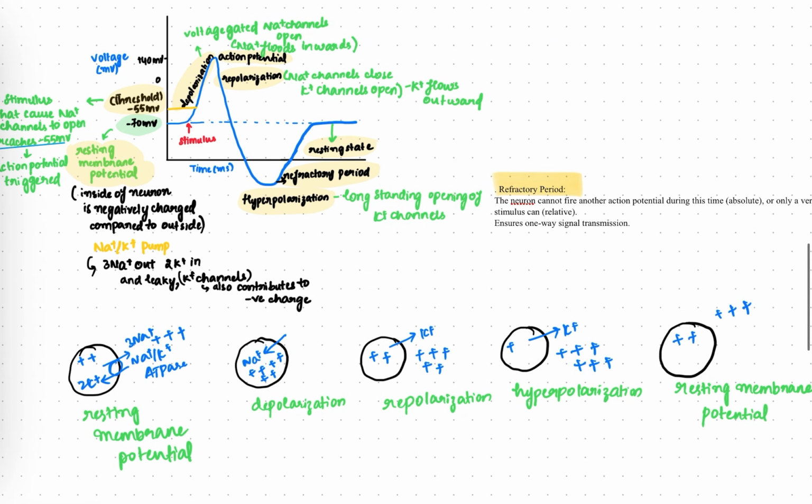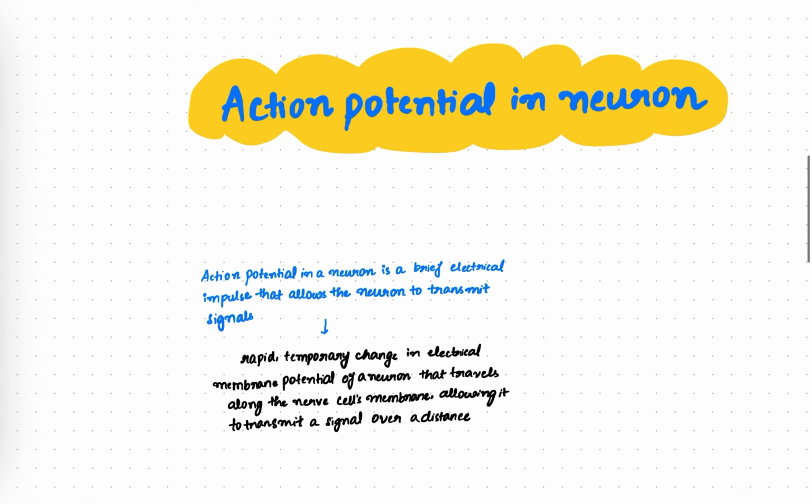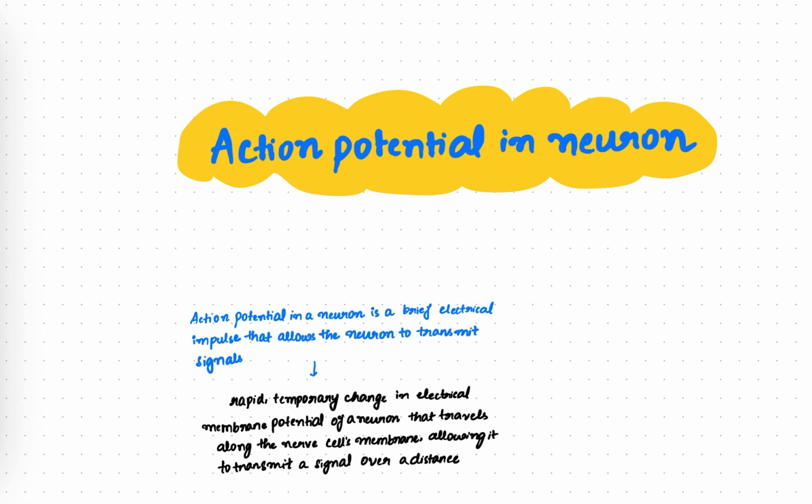So the phases are resting membrane potential, depolarization, repolarization, hyperpolarization, and a refractory period, and again it will reach the resting state. So these are the important points in the action potential in the neuron and how the electrical signals transmit in the neuron.